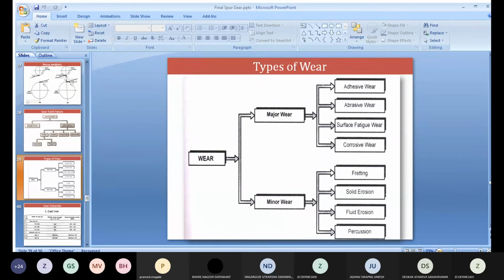And these are the details of gear tooth failure. These details are applicable for all gears. Suppose they have asked gear tooth failure for worm gear, same answer. Gear tooth failure for spur gear, same answer. Always remember.